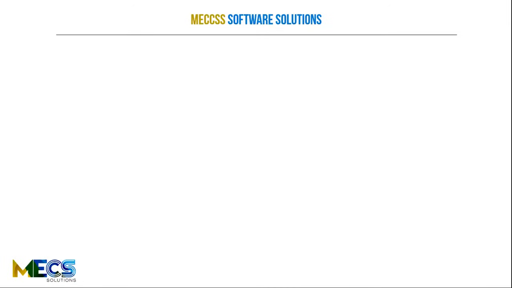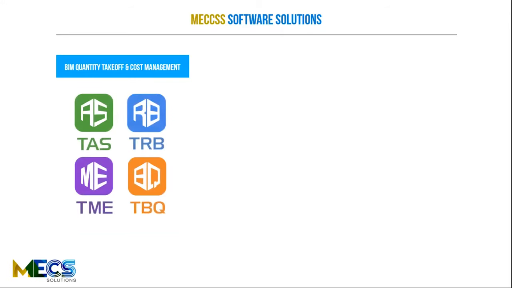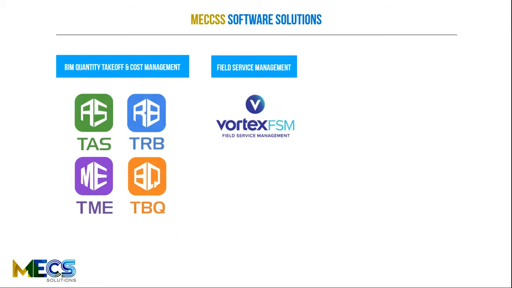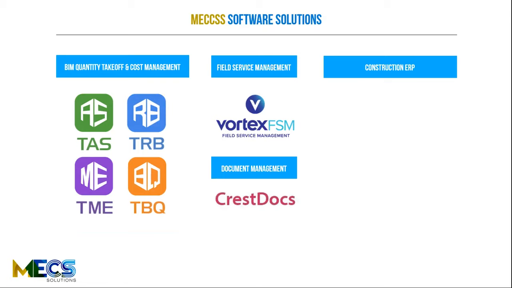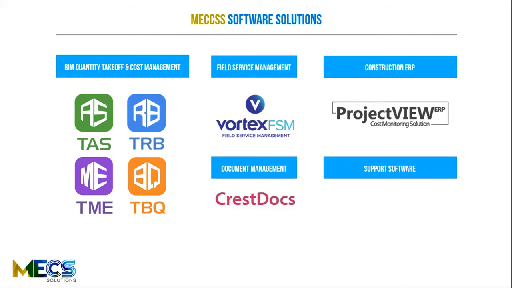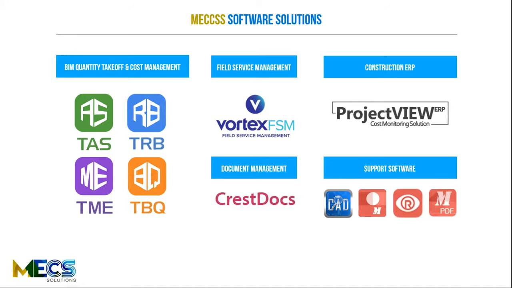Throughout the years, we've collected quite a decent portfolio of software solutions that we offer the market. We basically targeted the ones most needed, based on our conversations with the various clients. So for the first one here, BIM quantity takeoff and cost management, these are the Cubicost products. We are gonna look at that a bit more in detail. Field service management, we have Vortex field service management software. For document management, we have Crestdocs. For construction ERP, we have Project View. So Project View is a very strong construction ERP and it covers all departments on one platform. And then lastly, we have four free support softwares that you can go onto our website and download today.